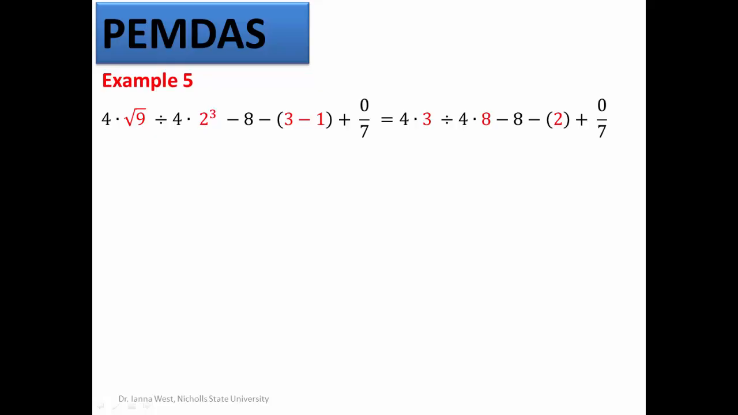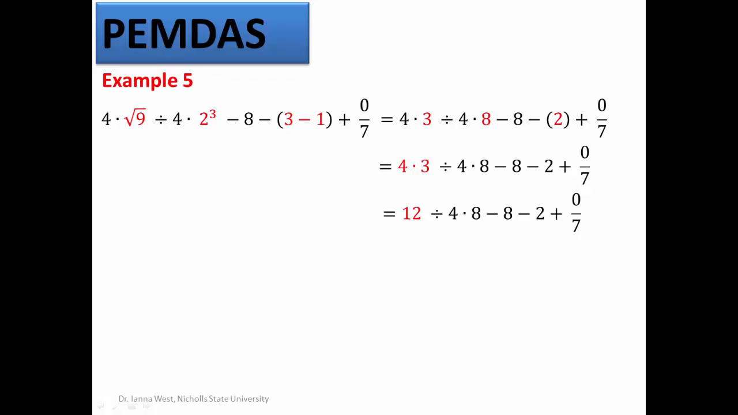Now notice that we have multiplication, division, subtraction, and addition. We must do the multiplication and division before the subtraction and addition, and we must do multiplication and division from left to right. So we will multiply 4 times 3. Notice that we were also able to remove the parentheses from around the 2 because it doesn't change anything. When we multiply 4 times 3, we get 12.